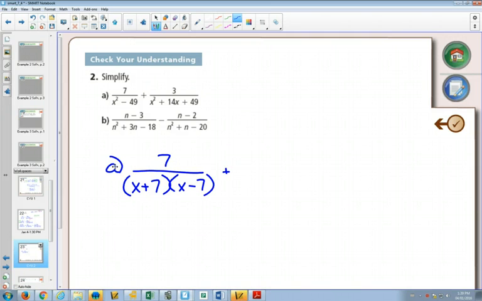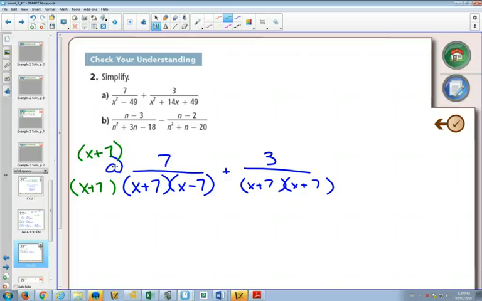Did you get x plus 7, x minus 7 for the first one? And x plus 7, x plus 7 for the second one. So now, we look at our denominators, we look at the factors, and we say, what's missing? In the first one, we're missing another x plus 7.